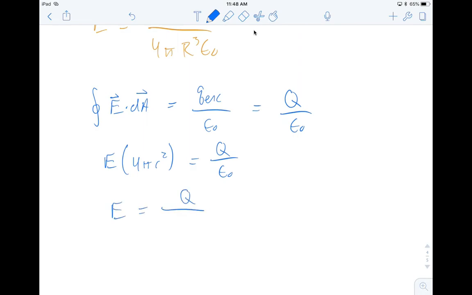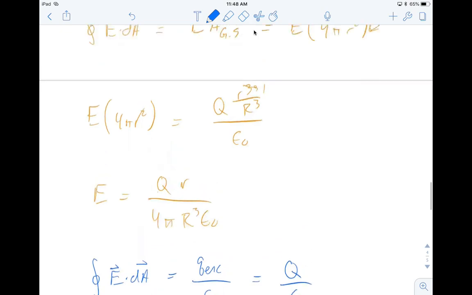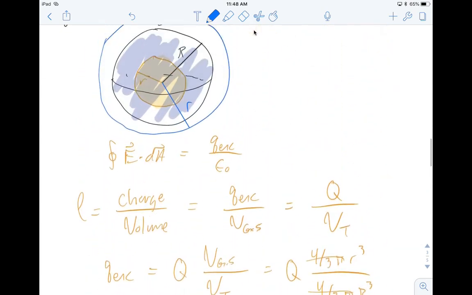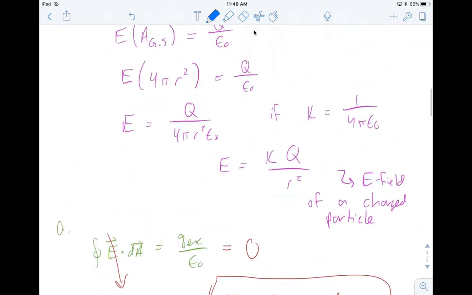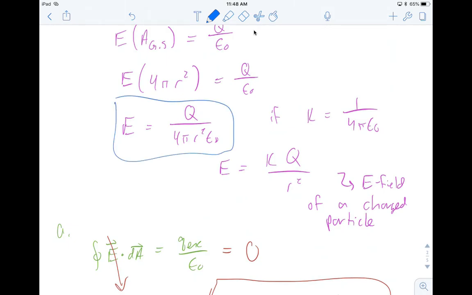Q over 4 pi r squared epsilon naught, which is exactly what we got for the conductor when we are outside of the sphere. So same thing.